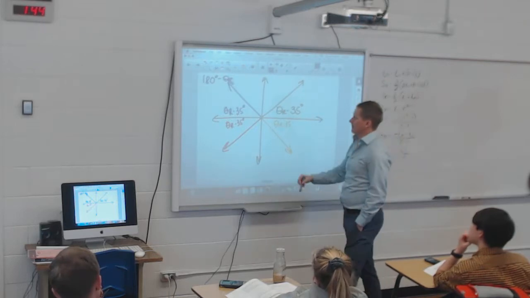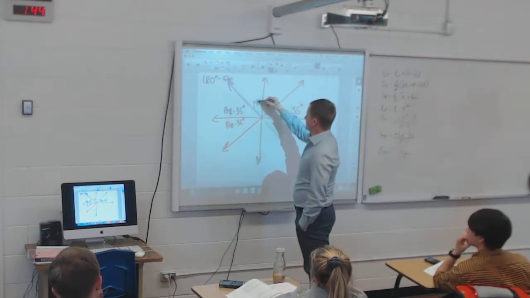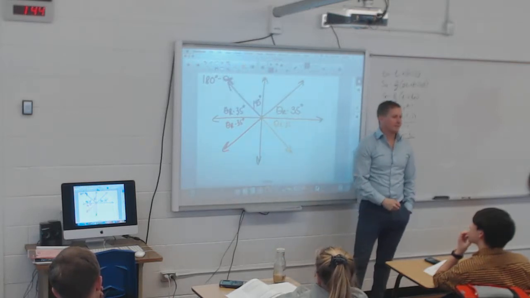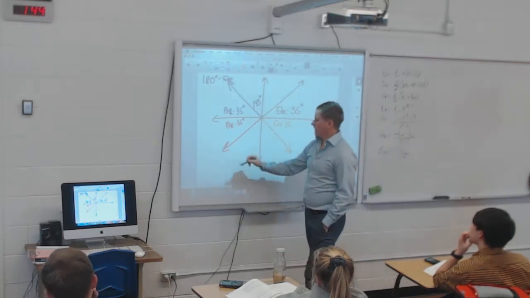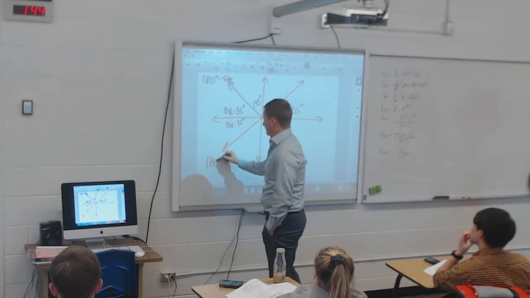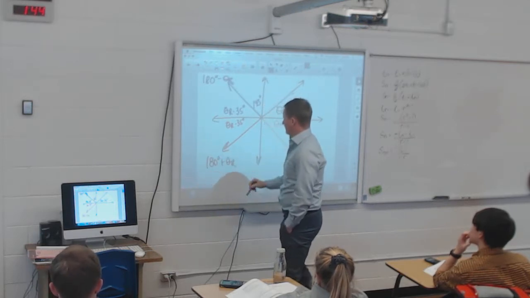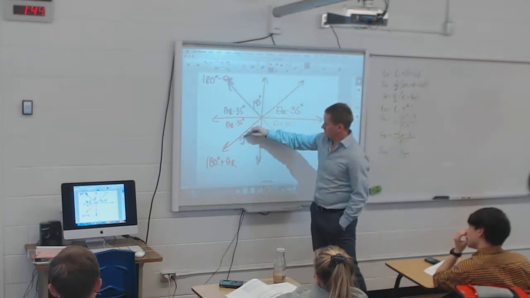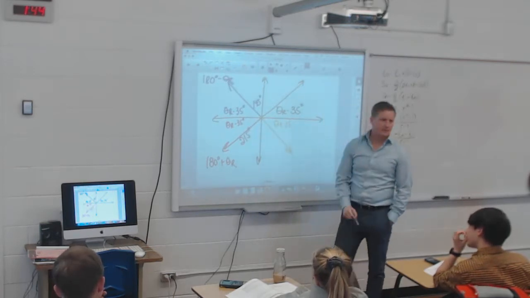So what is it? 145 degrees. Good. This quadrant, how do I get it? 180 plus 35. 180, add my reference angle. So in this case, what is it? 215 degrees.